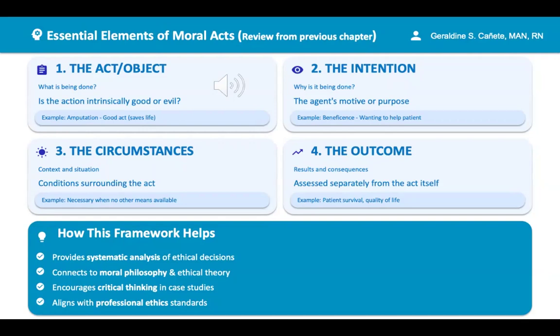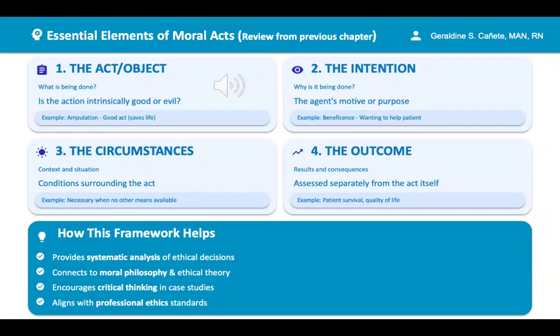Like, for example, amputation. Is it a good act? Yes, in certain circumstances, it can be a good act because it saves a life. It's not inherently evil. But what are some examples of acts that are intrinsically evil?